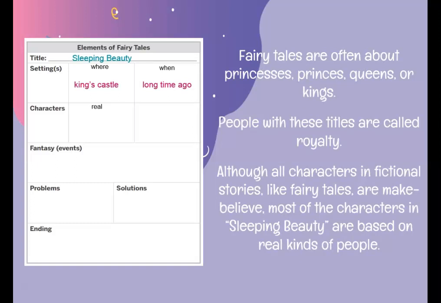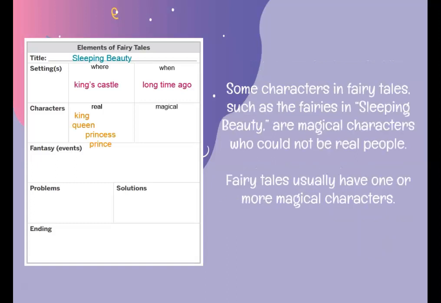Fairy tales are often about princesses, princes, queens, or kings. People with these titles are called royalty. Although all characters in fictional stories like fairy tales are make-believe, most of the characters in Sleeping Beauty are based on real kinds of people. Some characters in fairy tales, such as the fairies in Sleeping Beauty, are magical characters who could not be real people. Fairy tales usually have one or more magical characters. In this story, the magical characters were fairies.